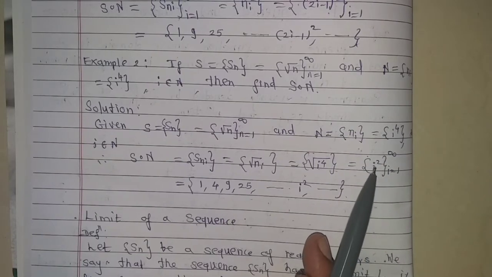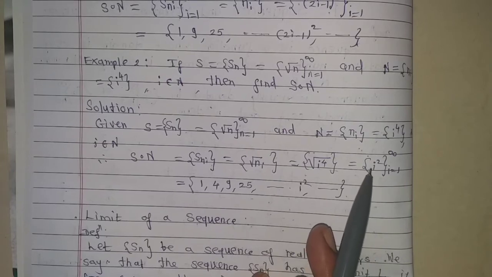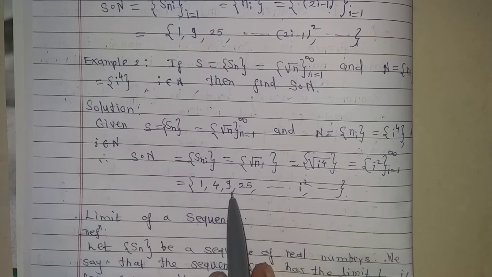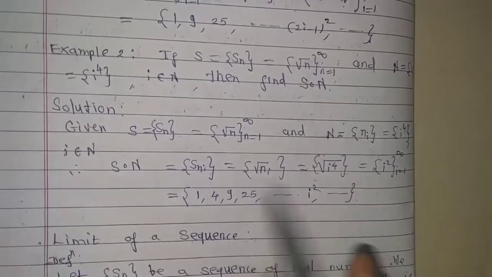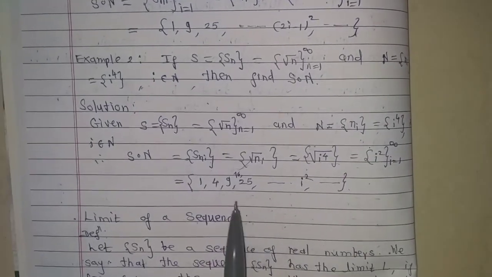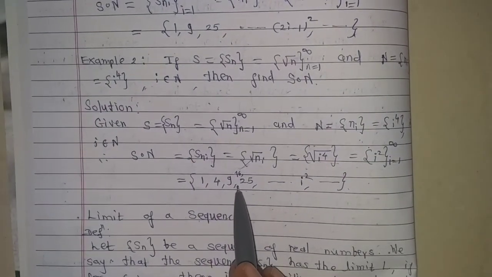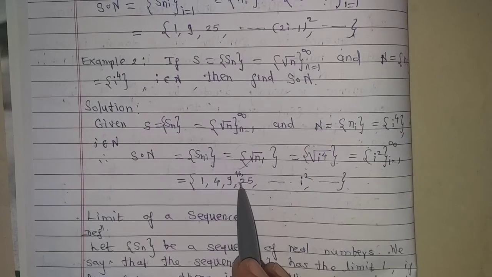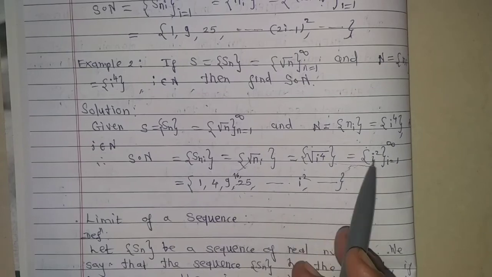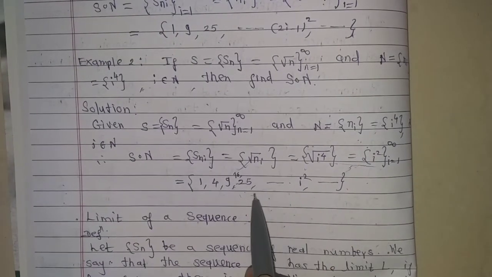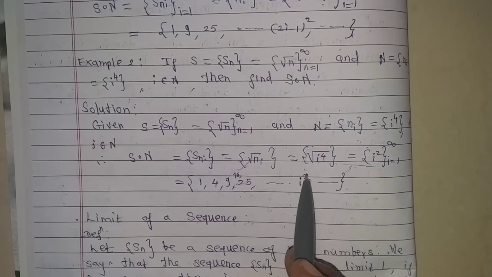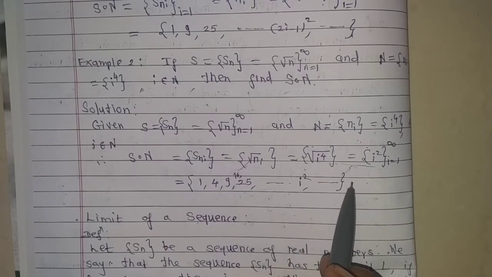For i equal to 1 we get 1. For i equal to 2 we get 2 square, that is 4. For i equal to 3 we get 3 square, that is 9, and so on. There must be here 16. For i equal to 4 there is 4 square, that is 16. For i equal to 5 we get 5 square, that is 25, and so on, and the general term is i square.